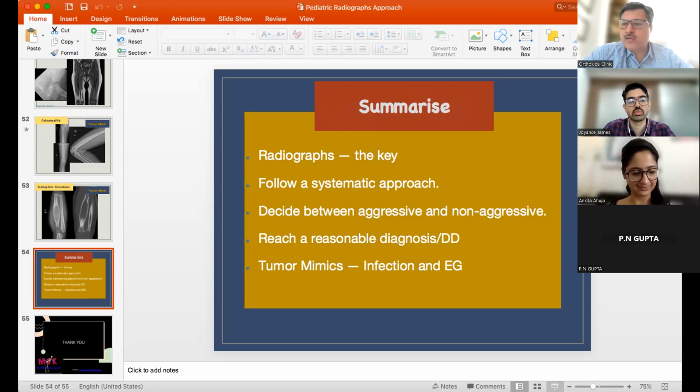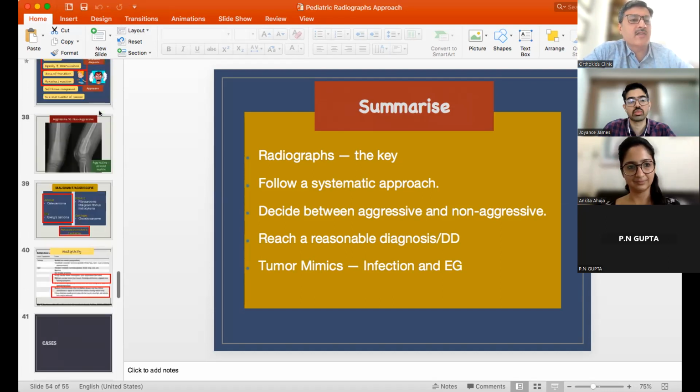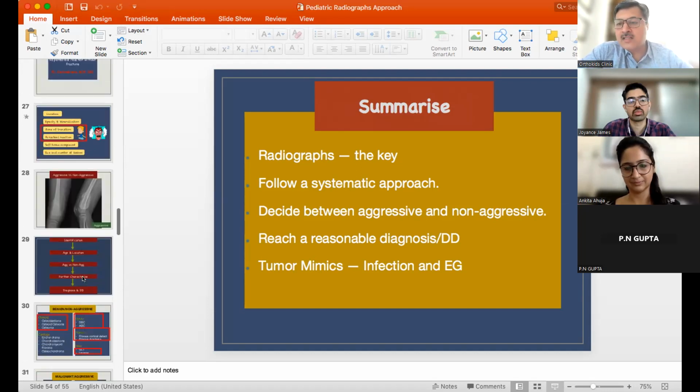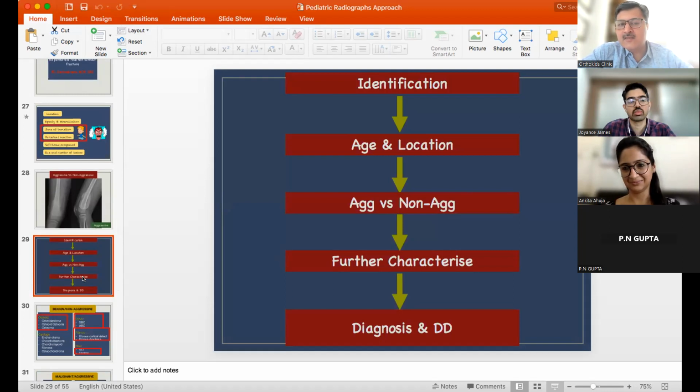Now, because we are short of time, Joyance, we would move forward. The homework for you is to summarize and provide us a 2-page summary of this, how to read an X-ray and the common diagnoses in pediatrics, based on Ankita's slides, which are very nice. We can circulate it to all the fellows, and that will make a uniform language of how to read a pediatric tumor X-ray. So Ankita, thanks for that lovely talk. You can stop sharing, and we are already recording this, so we'll have a look at it again.